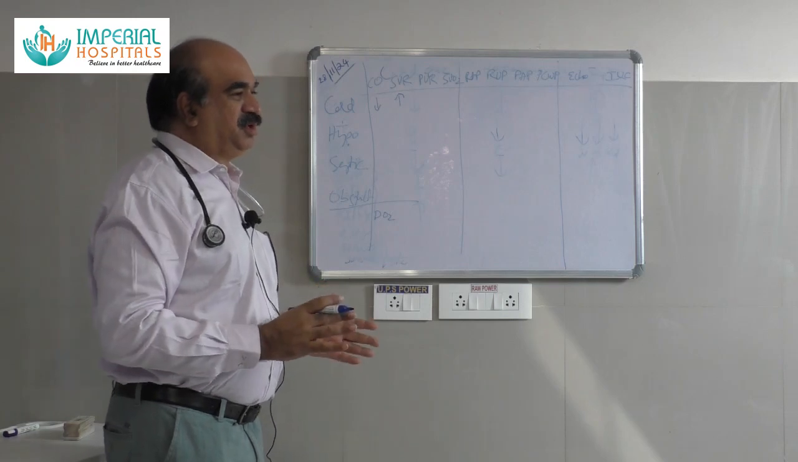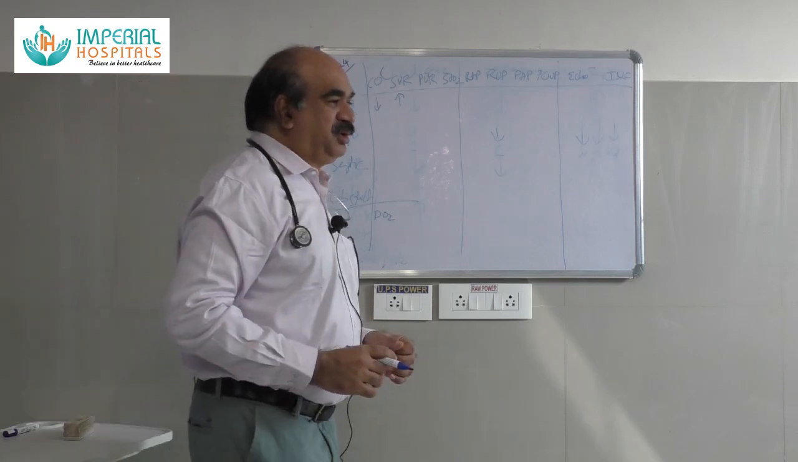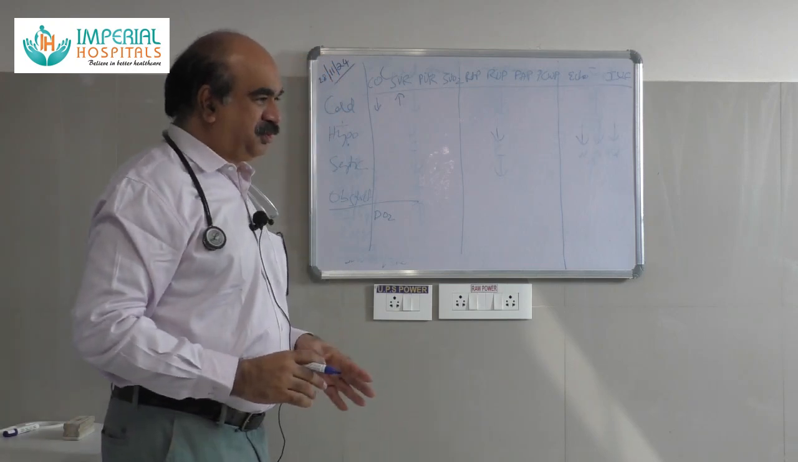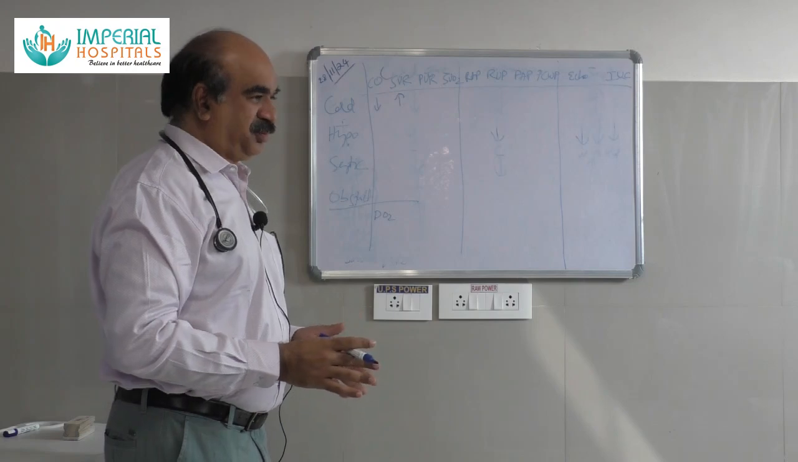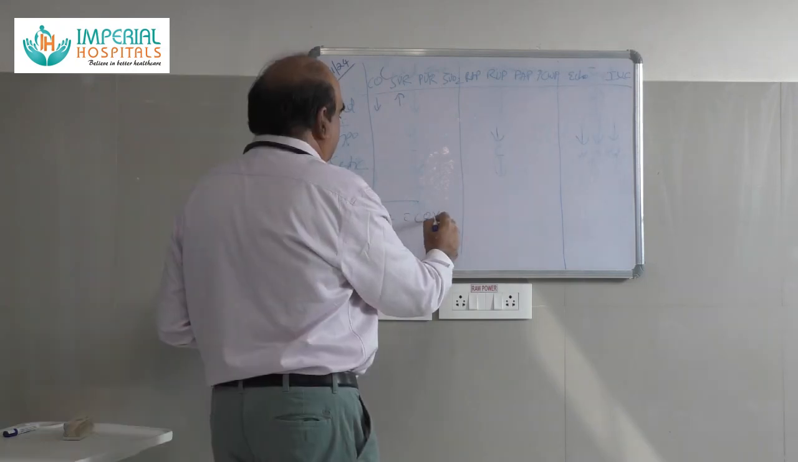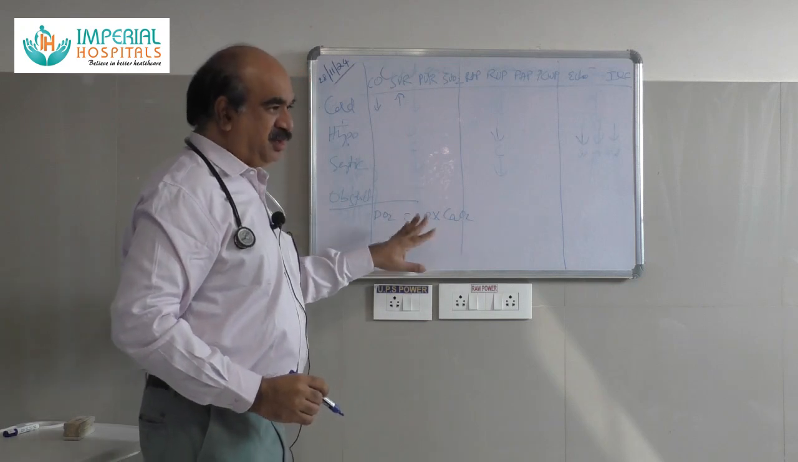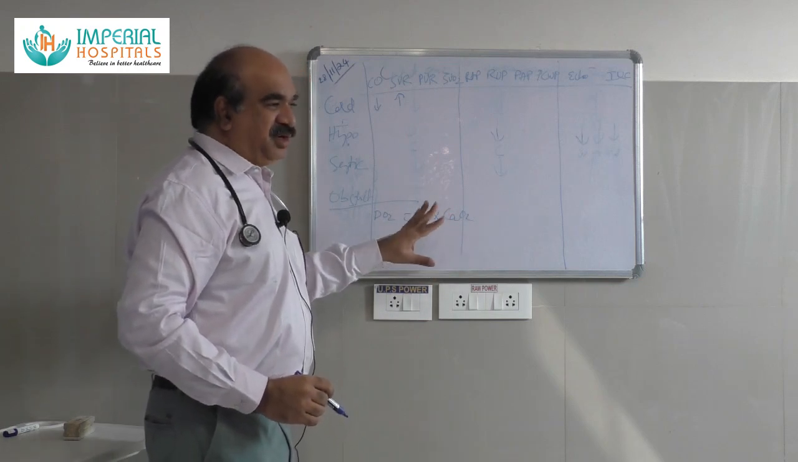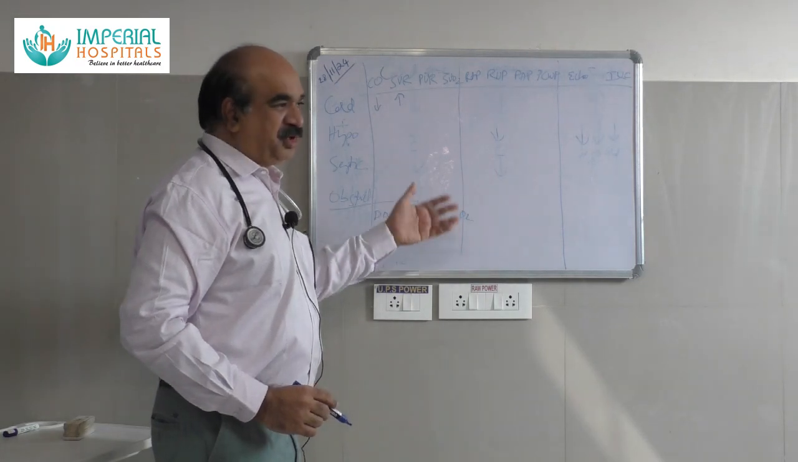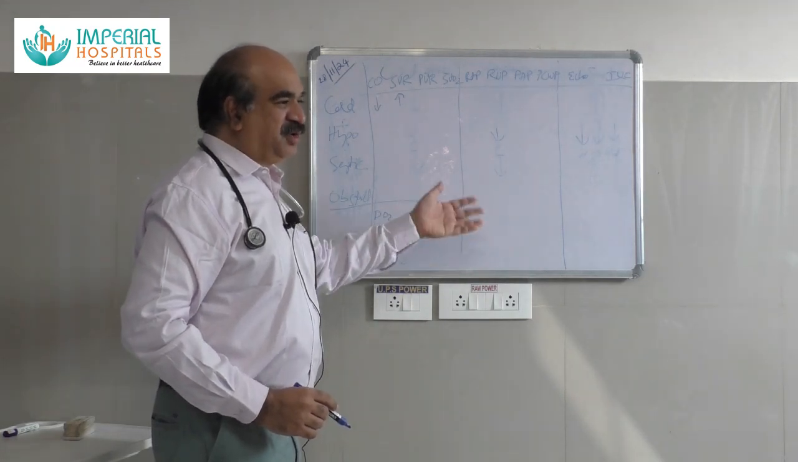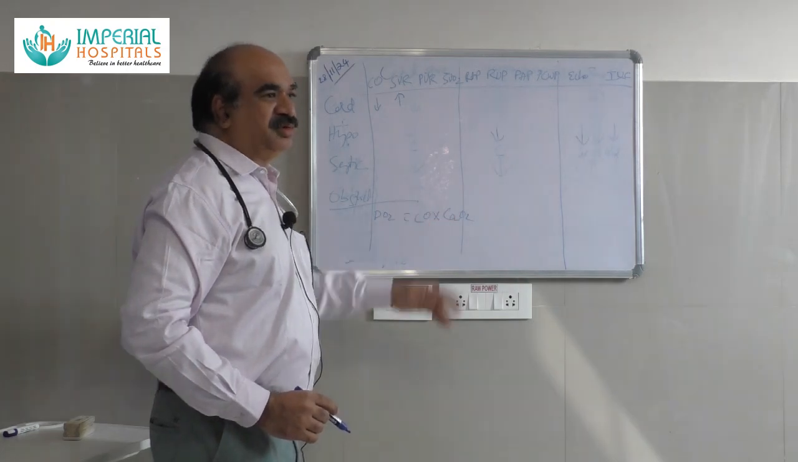And what is the equation for dissolved oxygen, soluble oxygen? 0.03 into PO2. So, we will eliminate dissolved oxygen and take only HbO2. What is CaO2? Delivery of oxygen is cardiac output into CaO2. CaO2 means arterial oxygen content. Arterial oxygen content means HbO2 plus dissolved oxygen. We will eliminate dissolved oxygen. So CaO2 means 1.34 into hemoglobin into saturation.